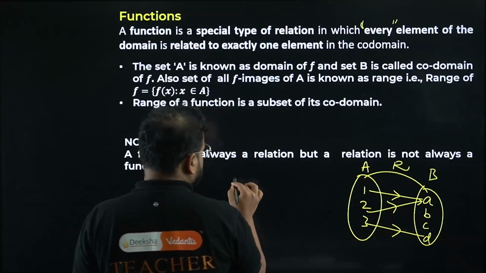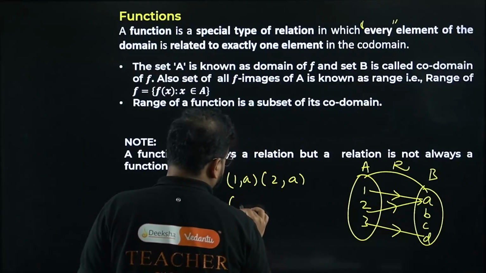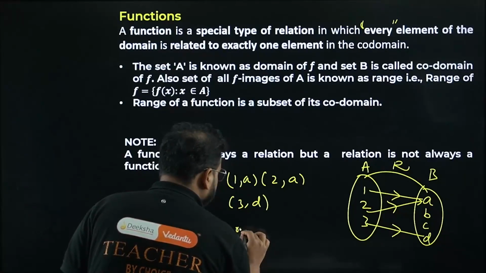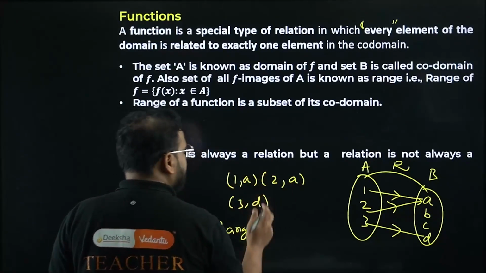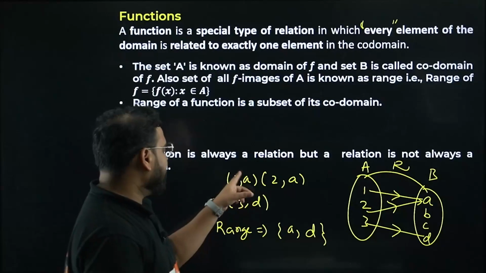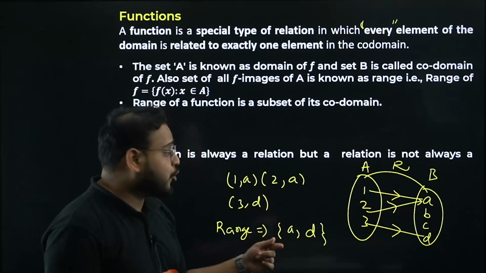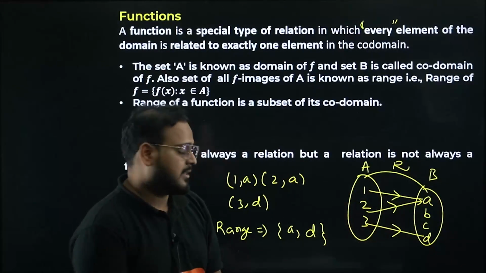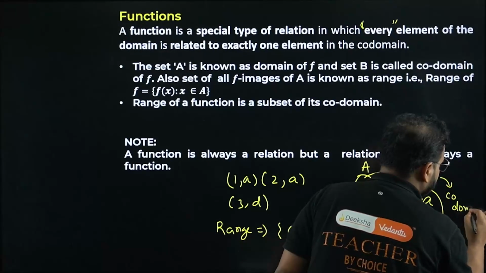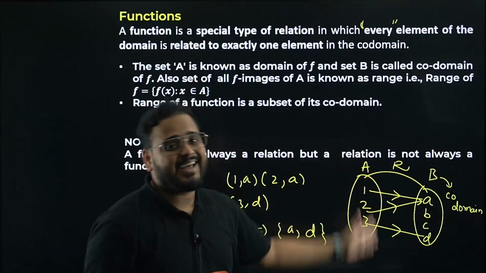So if we check here, the ordered pairs are 1A, 2A, 3D. From here you can see the range becomes very simple: A and D. You don't have to write the repetition of the element, right? So A and D is your range. What is the codomain? Codomain is A, B, C, D. This part is the codomain. I hope you know that, right? This part is the range, and of course, set A is the domain.